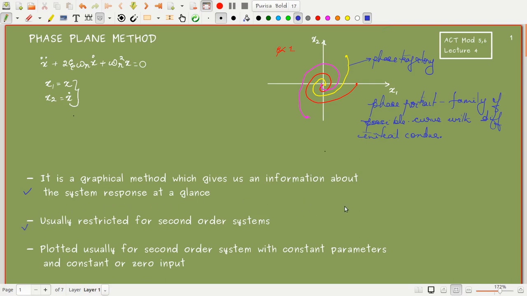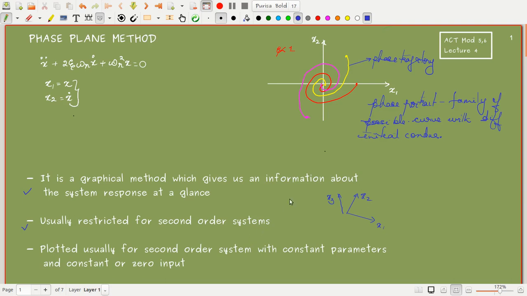If we are having a third order system, actually if this is the x1 x2 plane, and if I have a third dimension also, a third axis also, what we have to do is project the system onto each plane and then look at the characteristics of the system. This becomes more complex, so usually it is restricted to second order systems.